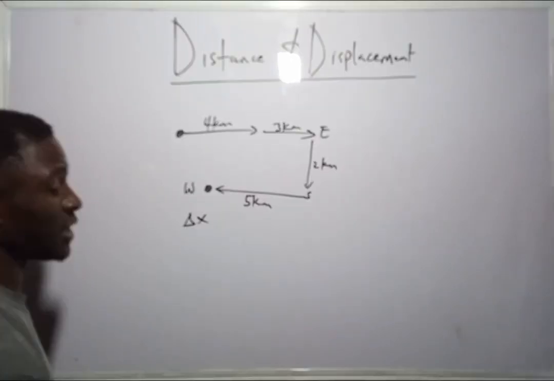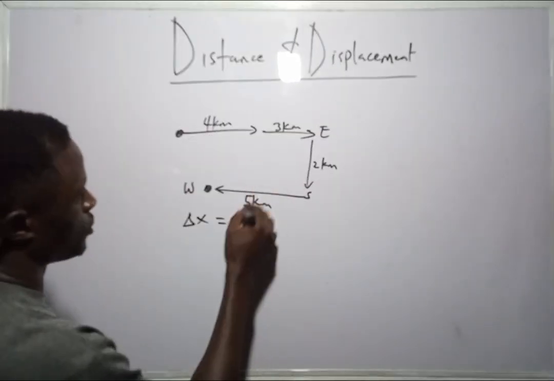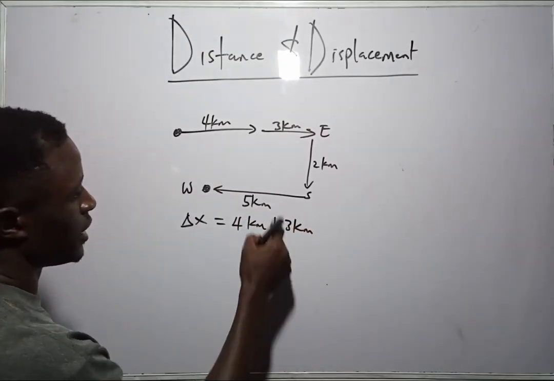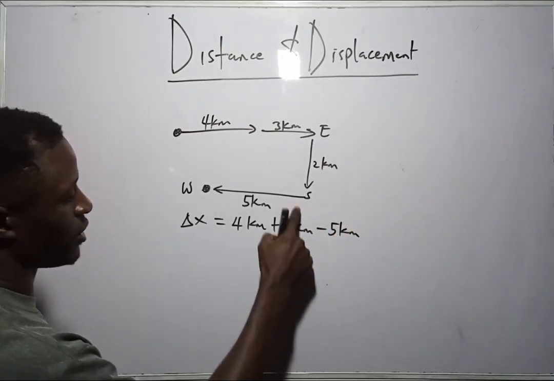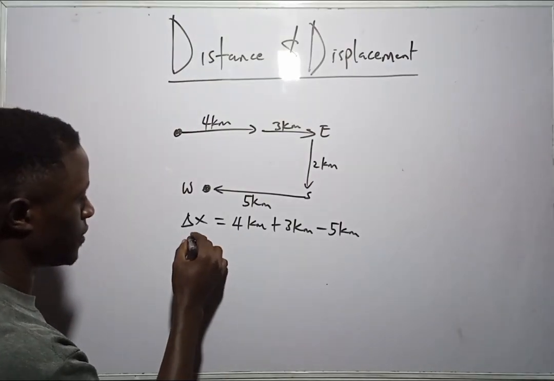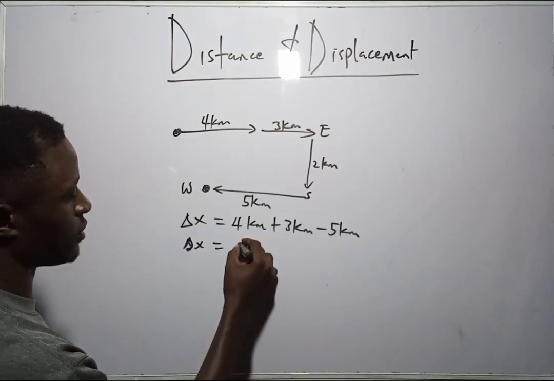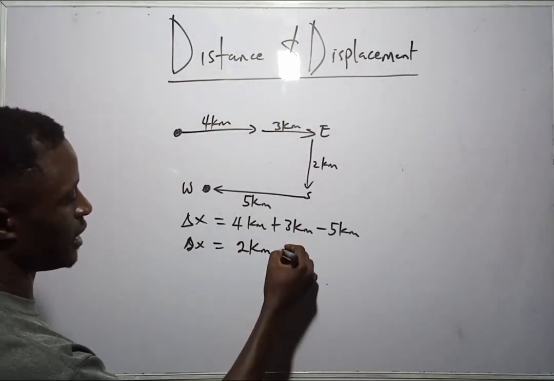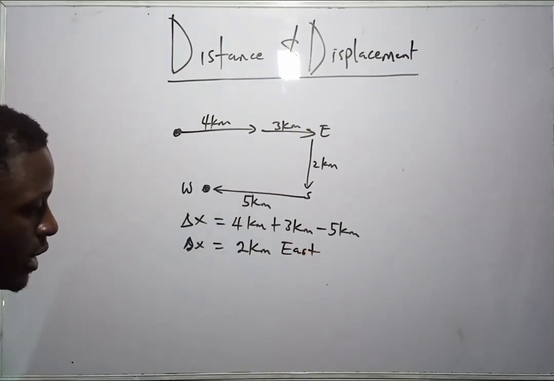Now let me show you, because I've started using x. The x is equal to, the forward motion is 4 kilometers plus 3 kilometers. Then the backward motion is minus 5 kilometers. I am putting minus because it's going in the opposite direction to this. So dx is equal to 4 plus 3 is 7. 7 minus 5 is going to give us 2 kilometers. Now, because this is a positive answer, it will be east. That is going in the east direction.